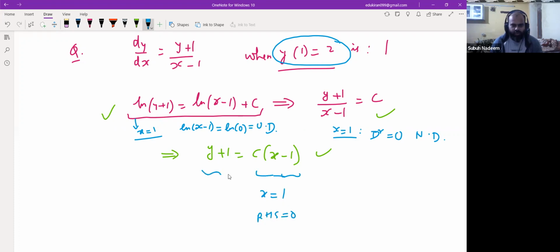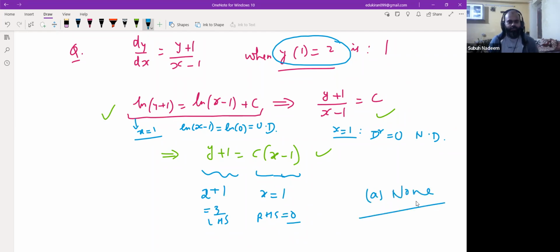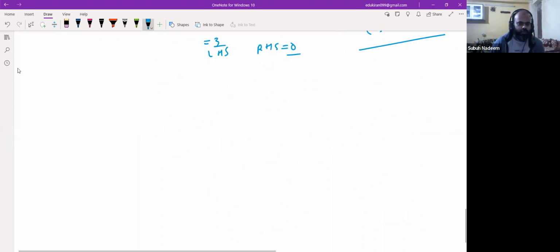And y of 1 is 2, so you put x as 1 and y as 2, you get 3, which is the left hand side. So 3 cannot be equal to 0 for any value of c. So you will say that there is none. Option A, none. So this is a tricky question, because if you check the initial condition, it will not get satisfied. You can clearly see that. Done? Done. Okay.